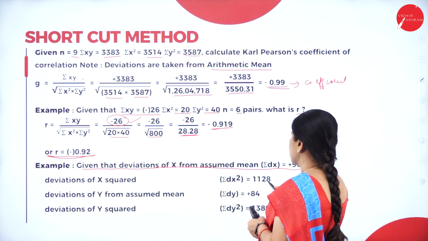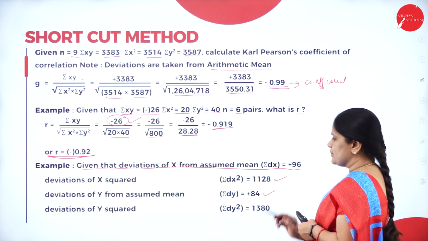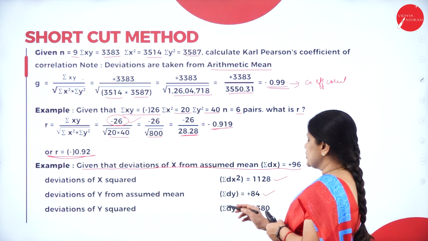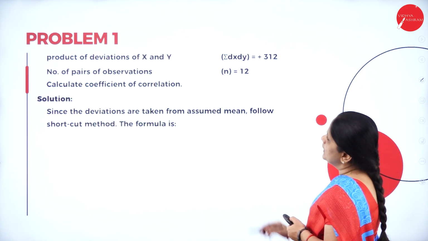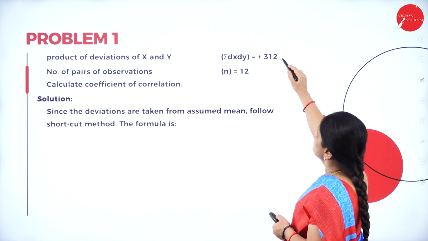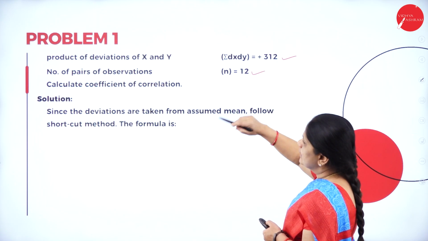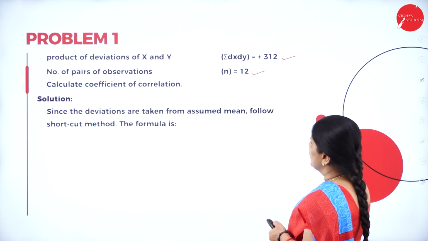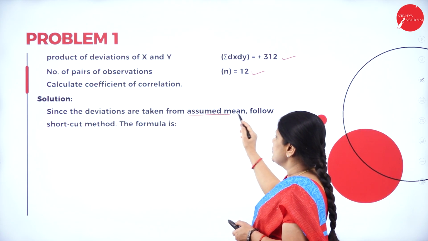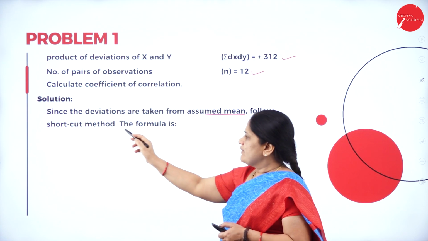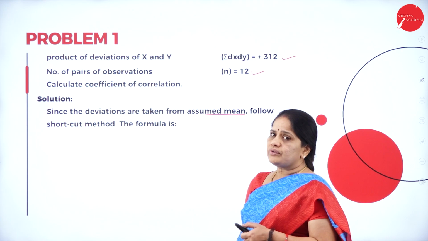Now, next problem: given that deviations of x from the assumed mean, sigma dx equals 96. The sum of dx square is 1128. Deviations of y from the assumed mean, sigma dy is 84. Sigma dy squared is 1380. Then the product of deviations, sigma dx dy, is 312. Pairs of observation is 12. Calculate the coefficient of correlation. Here the deviations are taken from the assumed mean, so we have to follow the shortcut method. We have to first write down the formula here.